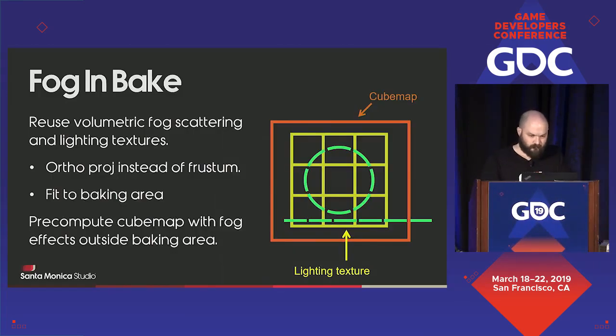Okay. So as I said before, one of the reasons we wanted to move away from Nova was to get a more robust feature set inside of the baking. Credit to Bart for this one. It's a modification to his fog technique to basically use an orthographic projection for the scattering and lighting textures over the area that we care about. And then we render a cube map that contains all the fog information for the outside of the volume. So any rays that escape the area see what the fog would be at infinity.